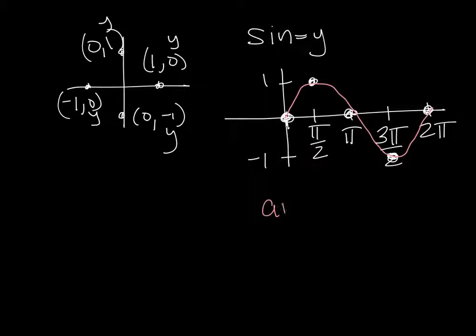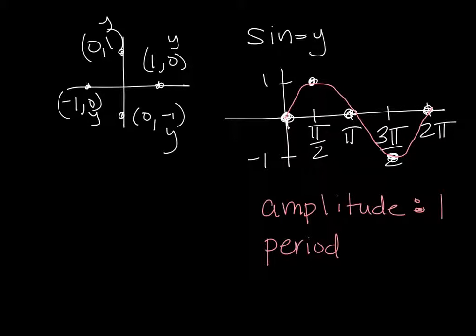The amplitude of it, meaning the height from the middle to the top or from the middle to the bottom, the amplitude is 1. And the period of it, meaning the length of the picture, is from 0 to 2 pi, so it's 2 pi. The pattern takes 2 pi radians to be drawn.